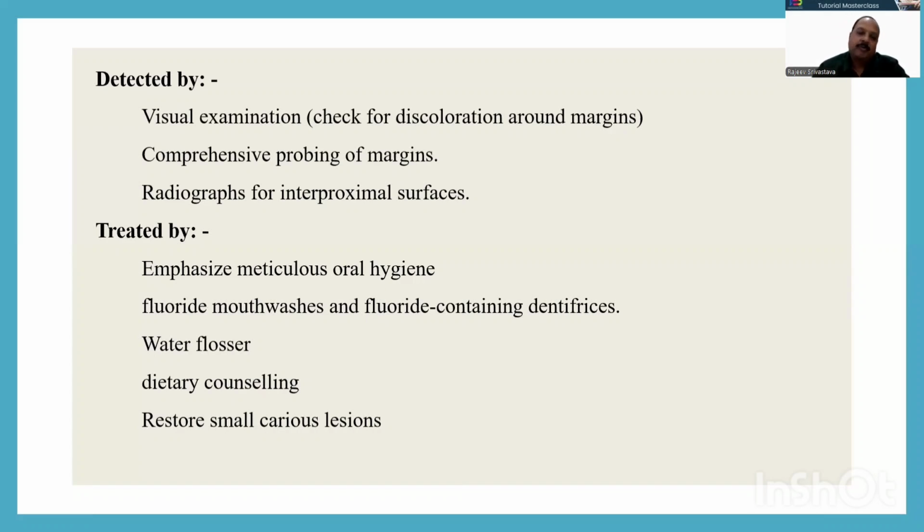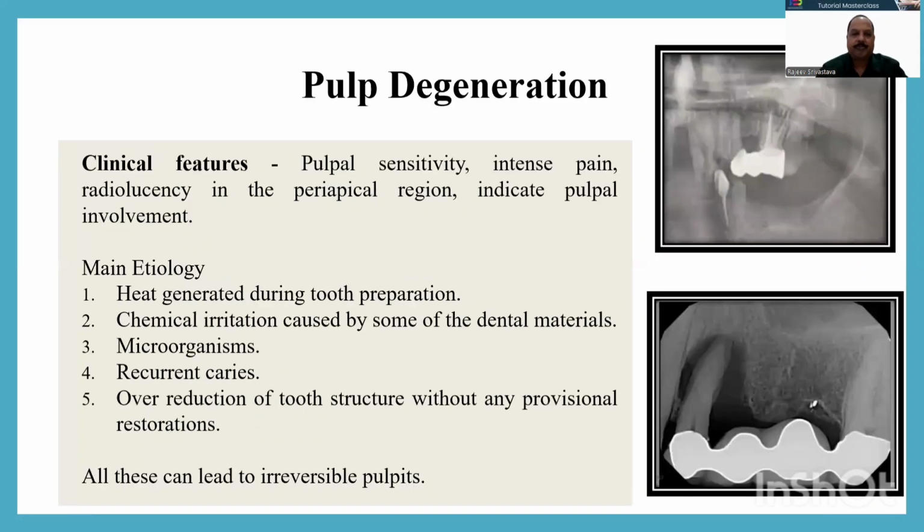Okay, from time to time if you take them, you can detect it, and it can be treated or prevented by meticulous oral hygiene. Your fluoride mouthwash, regular brushing techniques, the water flosser, which is nowadays most commonly used, your dietary counseling, and restoring the small carious lesions. Okay, if you see it initially, you should restore it immediately.